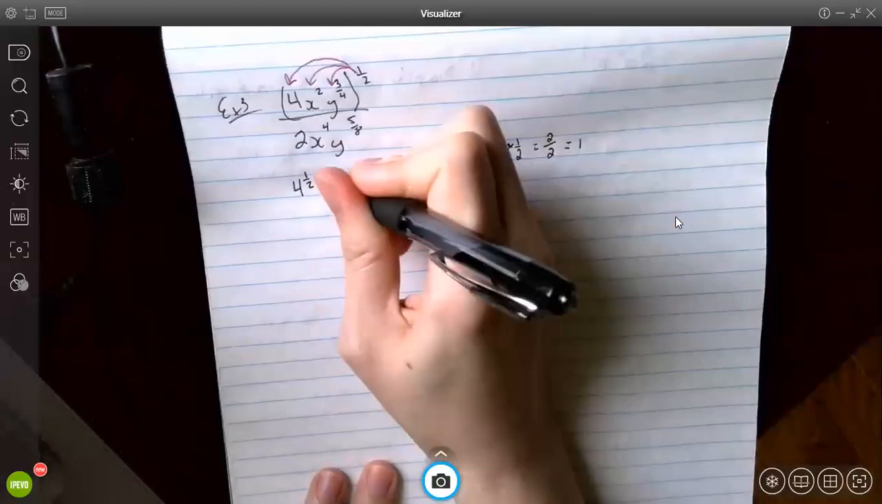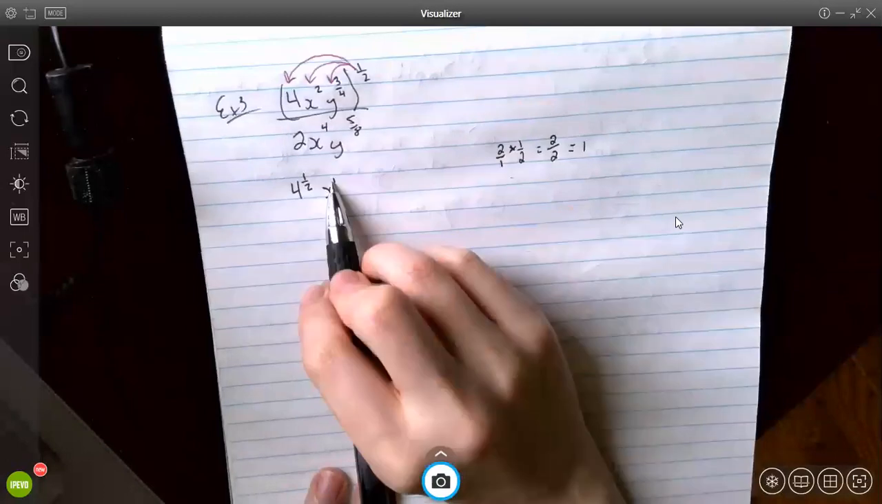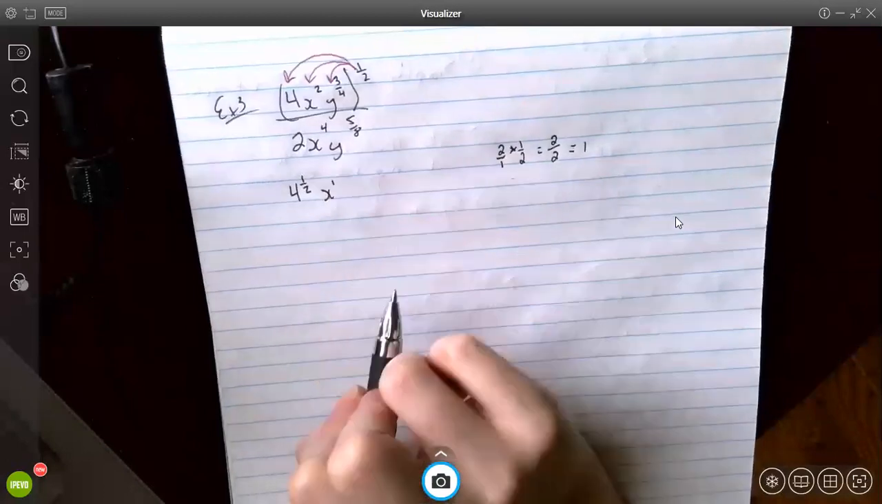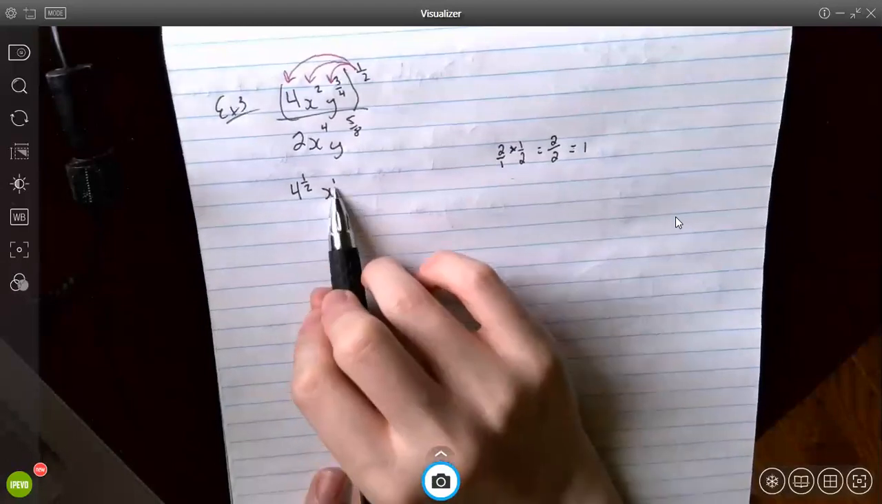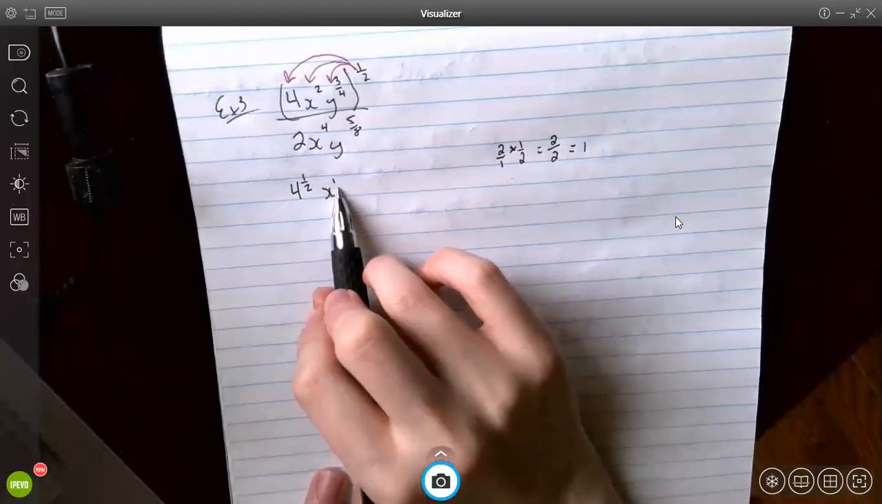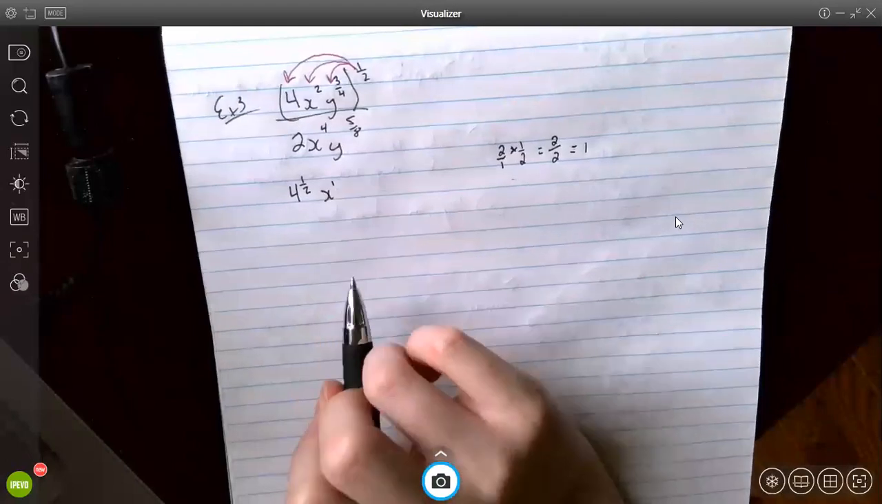So x to the power of 1. Now, normally we don't bother writing in 1 as an exponent, but this time we will because we want all of our variables to have an exponent. If they don't have an exponent, we write in an imaginary 1 anyway.